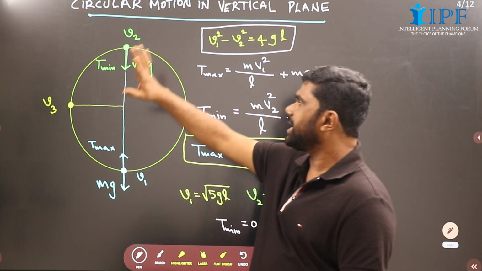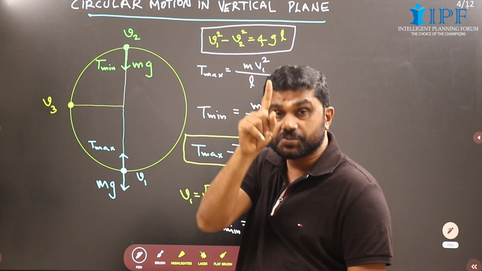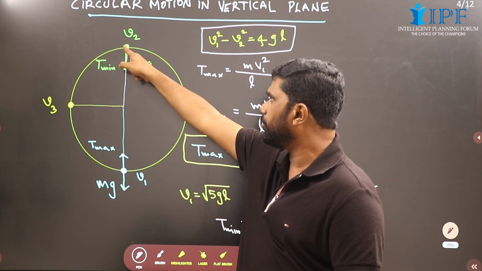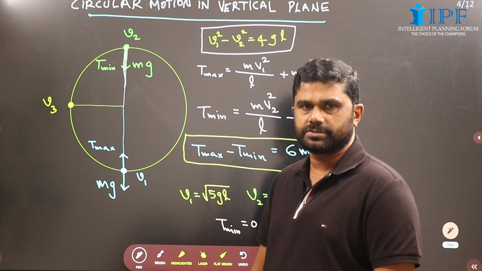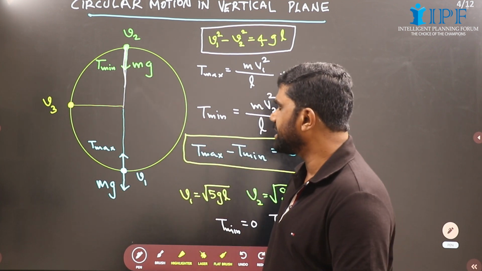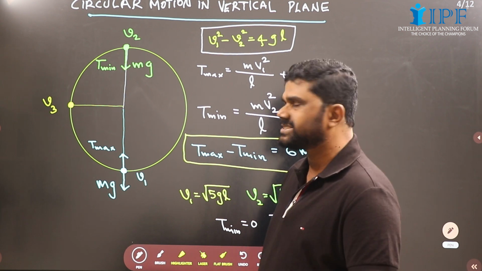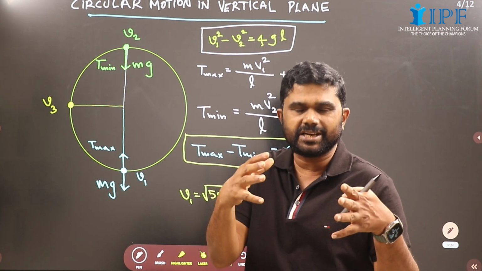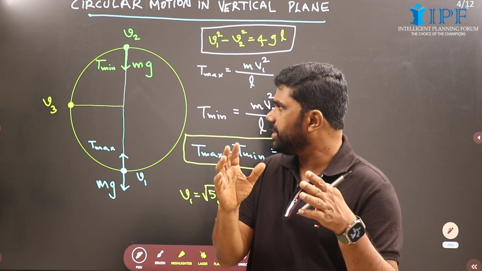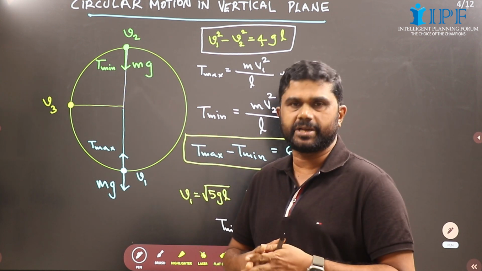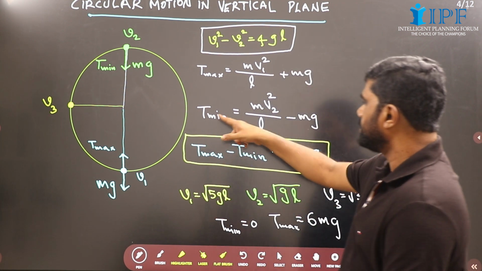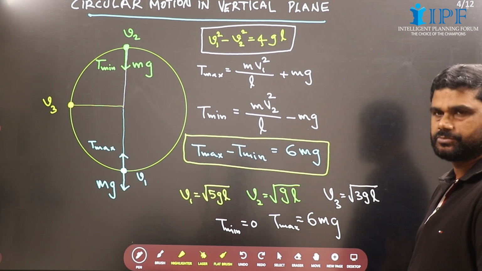Okay, when the body is at the highest point, tension is minimum. That will be along the string and away from the body. Away from the body means it must be downwards. Weight is always downwards. So resultant force towards the center will be T minimum plus mg. That provides the centripetal force. The velocity here is v2. So T minimum plus mg equals m v2 square by L. So T minimum will be m v2 square by L minus mg.